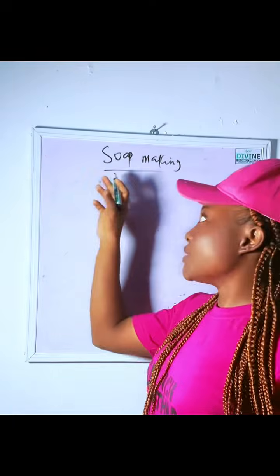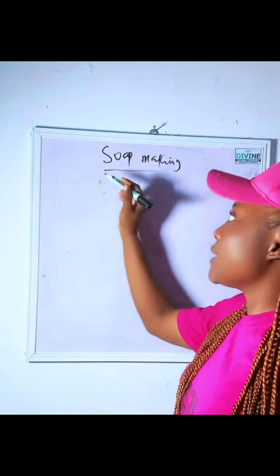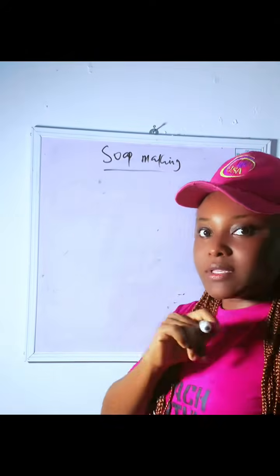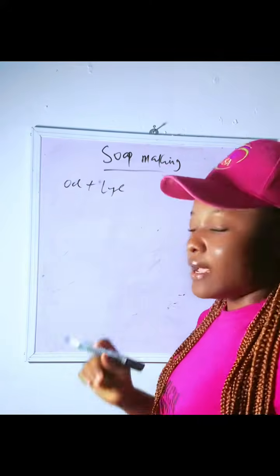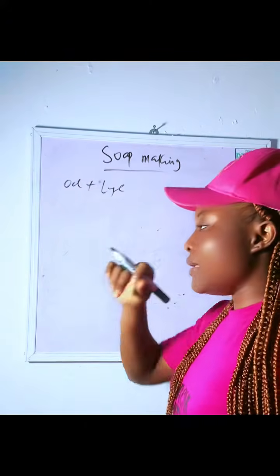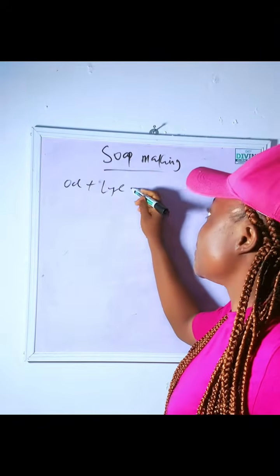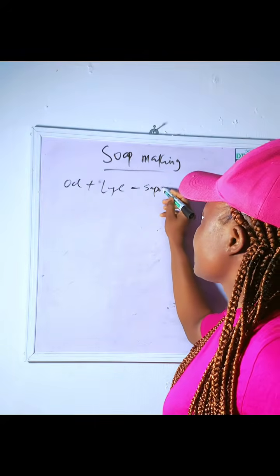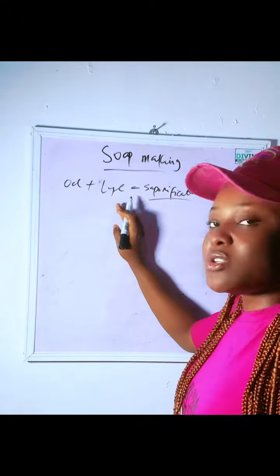Hi guys, so today we're talking about soap making. In soap making, it involves two basic things, which are your oil plus lye. Oil and lye. And the reaction between these two is called saponification. This is what the reaction is called.